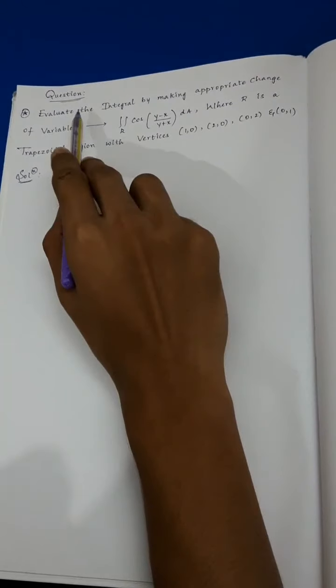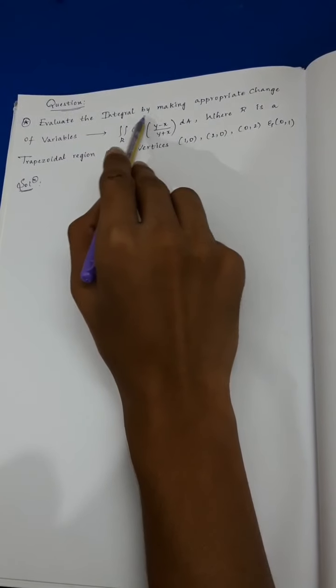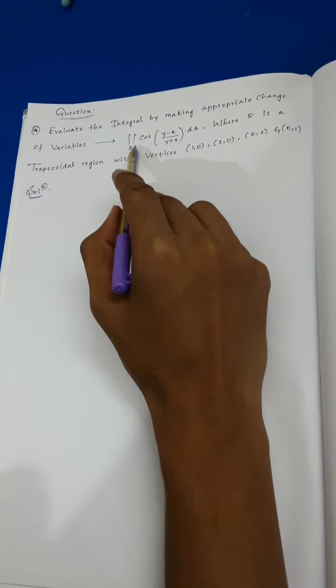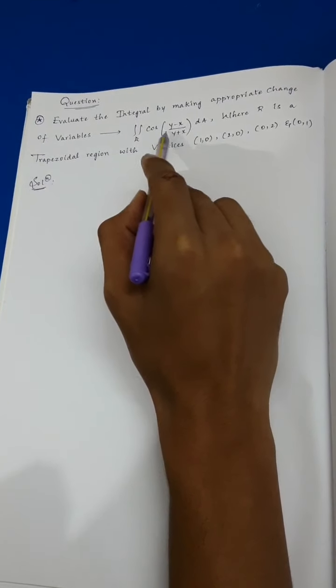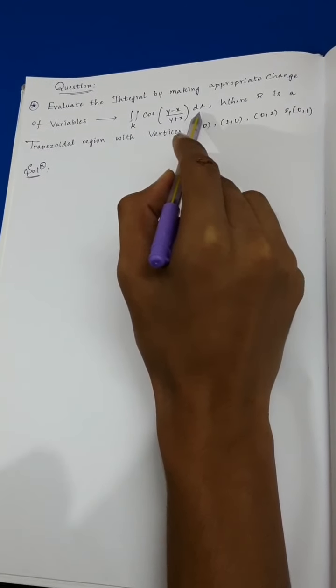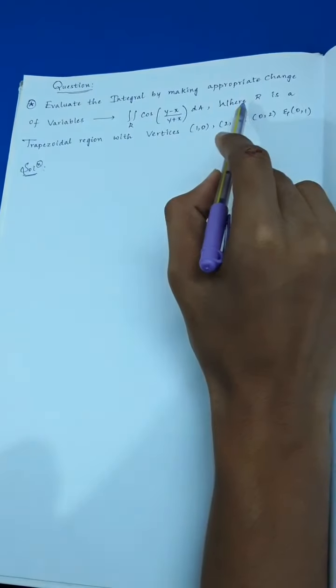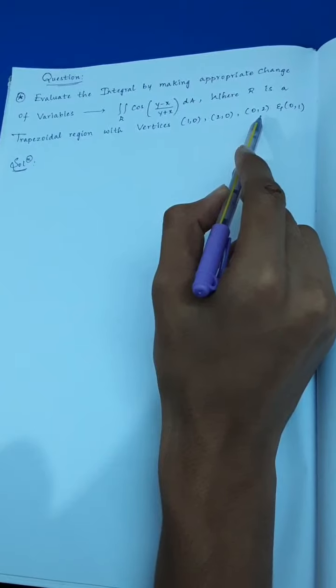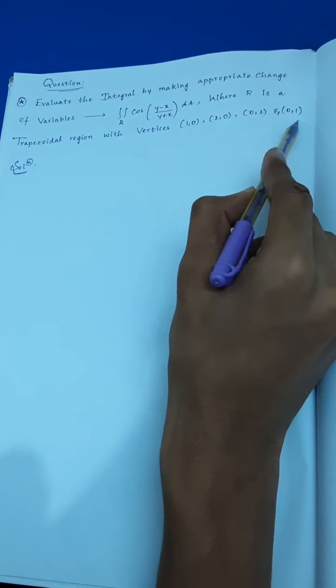I'm going to tell a question based on evaluating the double integrals by changing the variables. So let's see it. Here the given question is: evaluate the integral by making an appropriate change of variables, given that double integral of cos((y minus x)/(y plus x)) dA, where R is a trapezoidal region with vertices (1, 0), (2, 0), (0, 2) and (0, 1).